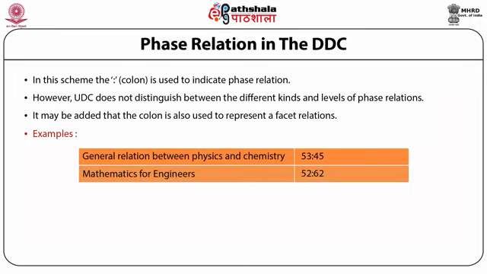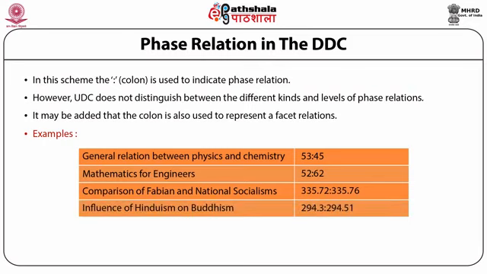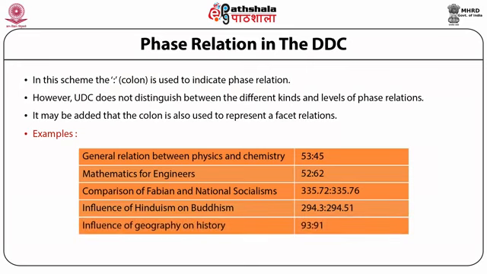Methods for engineers will get the number 52:62. Comparison of Fabianism and National Socialism has also got a number using a colon. Similarly, the influence of Hinduism on Buddhism gets the number 294.3:29.51. And the influence of geography on history has the number 93:91.